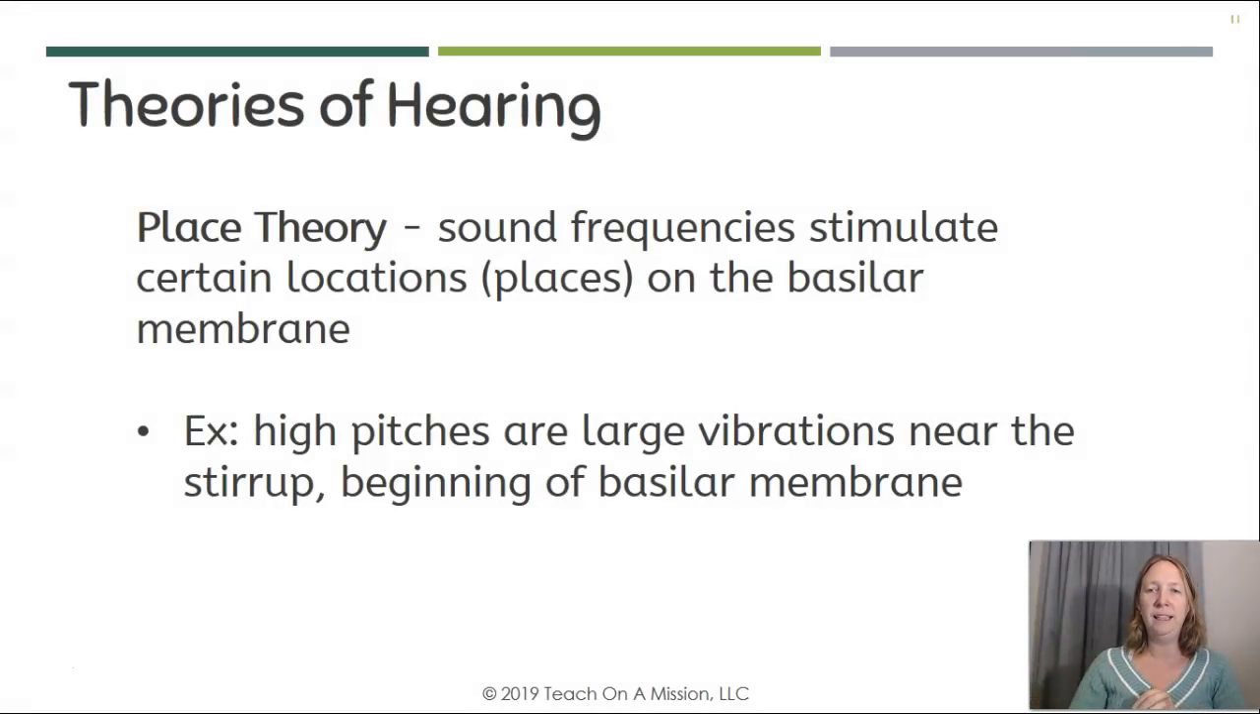Another theory is place theory, and this is the idea that sound frequencies stimulate certain locations, in other words, places, hence place theory, on the basilar membrane. So think of it this way. Different types of pitches are almost like hitting different keys on a piano. Depending on where that sound hits, it will produce either a high pitch or a low pitch. For example, high pitches are large vibrations near the stirrup, which is the beginning of the basilar membrane. I feel like both of these make more sense on my next slide, where I have a little bit of a visual.